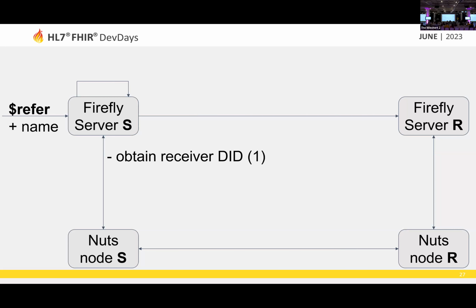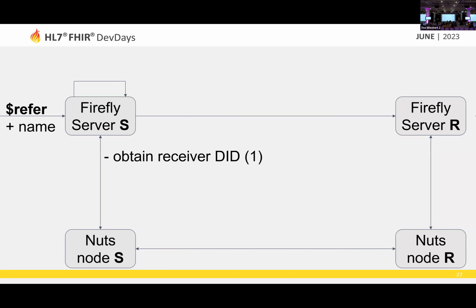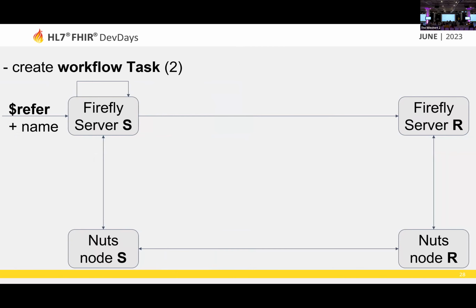Then the FHIR server will interact with the Nuts node and it will get the DID, the decentralized identifier document that Jorrit just described, based on the name. Of course, it's a happy flow. We search for a name and we get one hit back. The second step is that you create a workflow task. A task is just a regular FHIR resource, but in this case, it's tailored specifically to the use case for a referral. So what's in this workflow task? Basically, all of the information that you want to refer to the other hospital.